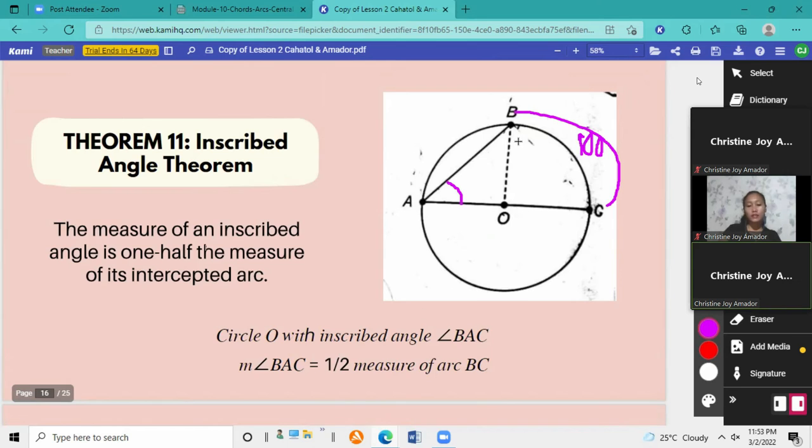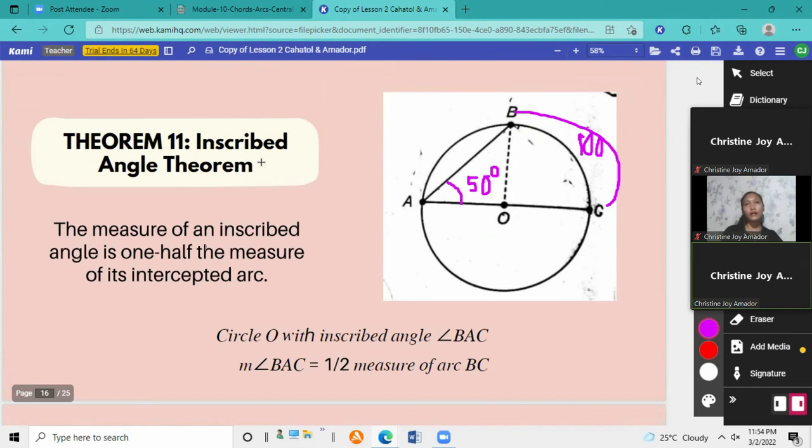What is the measurement of our angle BAC? It is 50 degrees, because based on theorem number 11, the measure of an inscribed angle is 1/2 the measurement of its intercepted arc. The measurement of our angle BAC is 1/2 the measurement of our arc BC, which is 100. So what is 1/2 of 100? It is 50 degrees. So that's it for theorem 11 and the inscribed angle theorem.